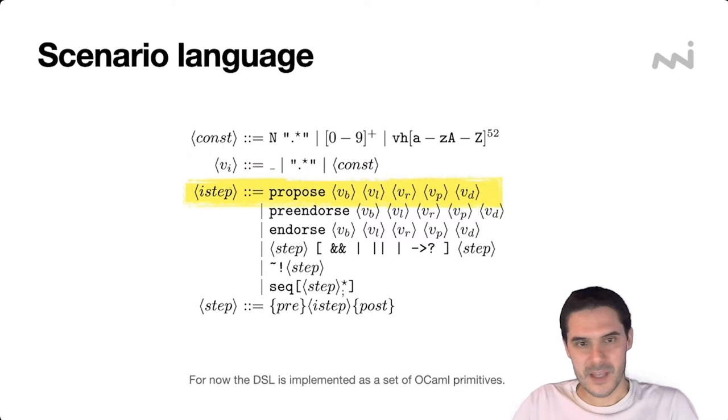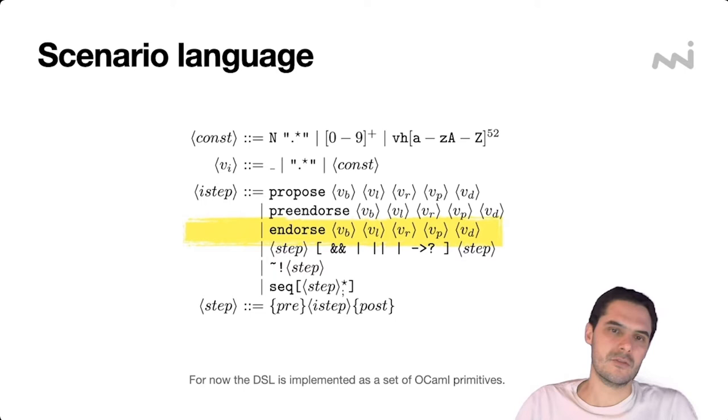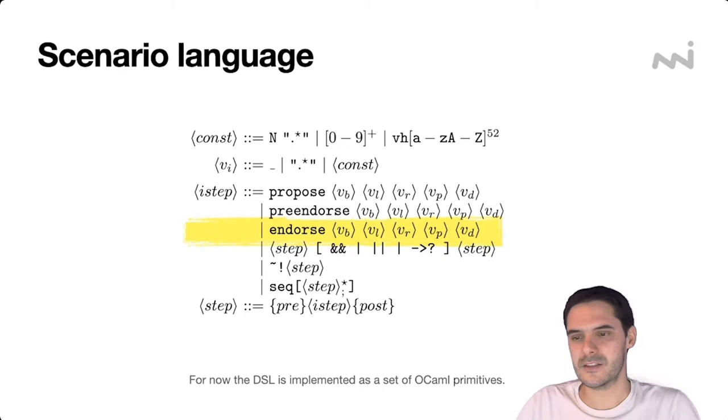The steps are, so there are three elementary steps, which are the proposal, a pre-endorsement and an endorsement. And those three elementary steps are parameterized by five variables, the first one being the baker, the second one the level, the third one the round, and then we have the payload hash, and finally the destination of the message. We can also combine messages with combinators.